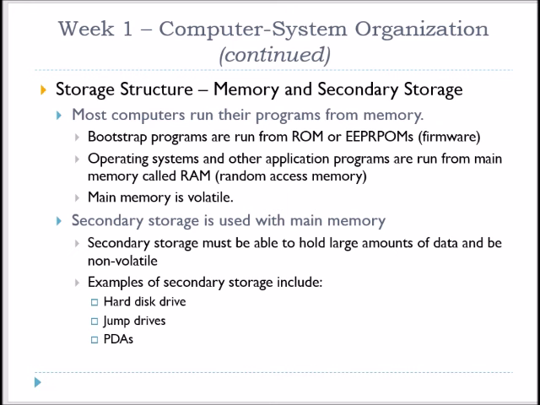So operating systems and other application programs are run from main memory called RAM or random access memory, and that's volatile. So like we said before, volatile memory is memory that goes away when the computer's shut off. So anything that's loaded into RAM has to be loaded from someplace else. Usually that someplace else is secondary storage, and most of the time it's your disk drives. So secondary storage must be able to hold large amounts of data and be non-volatile, meaning when you turn it off it will not go away.